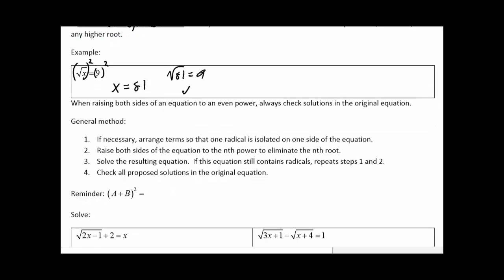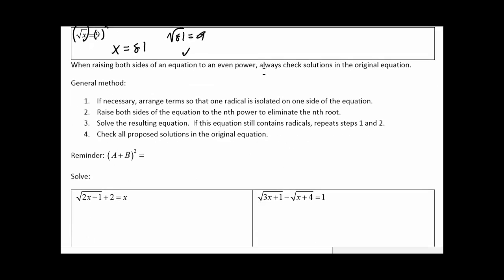Okay, so in general, what we want to do is rearrange our terms so that a radical is on one side of the equal sign. Then we want to square both sides, which eliminates one of the square roots, and then solve. Now, if we square both sides and that does not eliminate the square root, we repeat the process. So we isolate the radical on one side, get everything else on the other, square it, and see what we get.